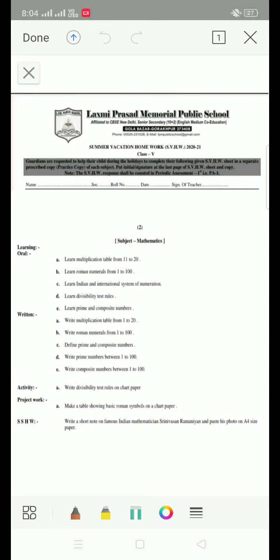Hello students, now it's time for your summer vacation homework of mathematics. You all know your summer vacation homework of mathematics is divided into 4 sections. The first one is learning oral section, the second one is written work section, the third one is activity and project work, and the fourth one is SSHW.